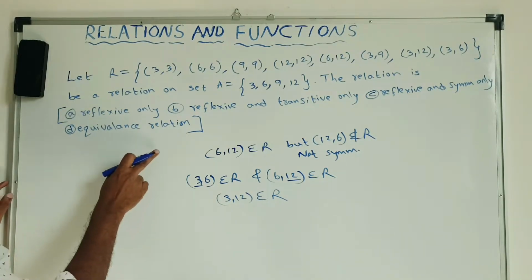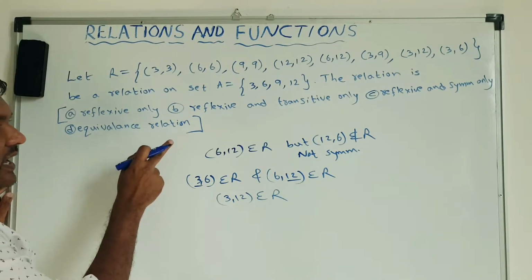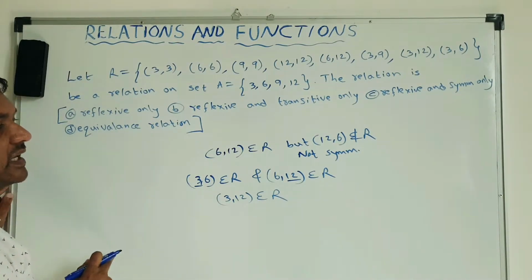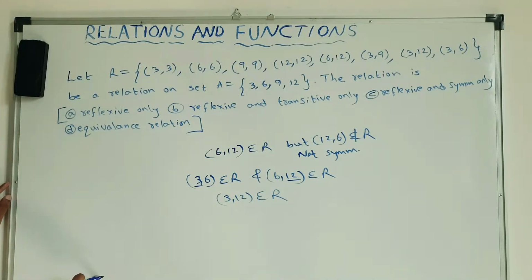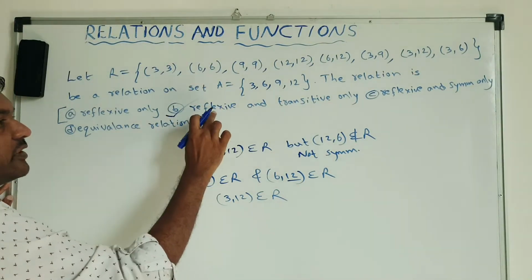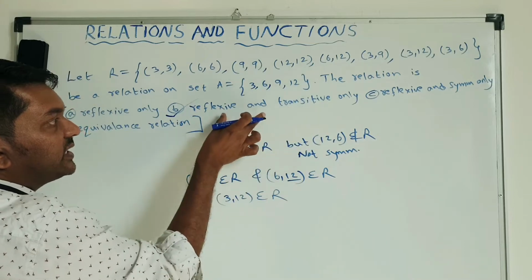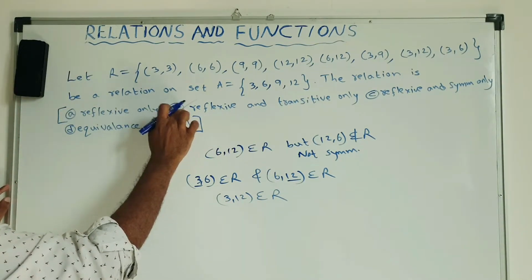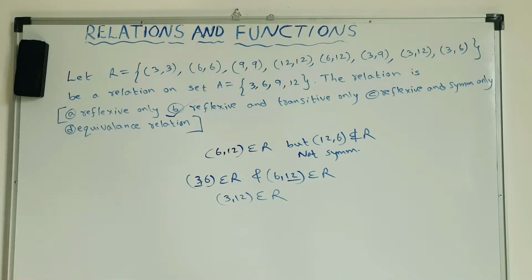So you got this relation is a reflexive relation and it is a transitive relation, but it is not symmetric. So option B, it is reflexive and transitive only. This is the option satisfying the condition. So option B is our correct answer for this.